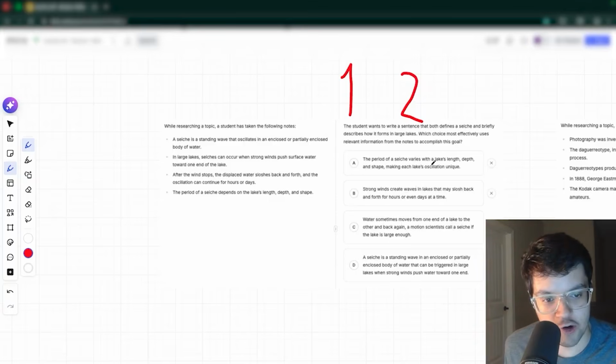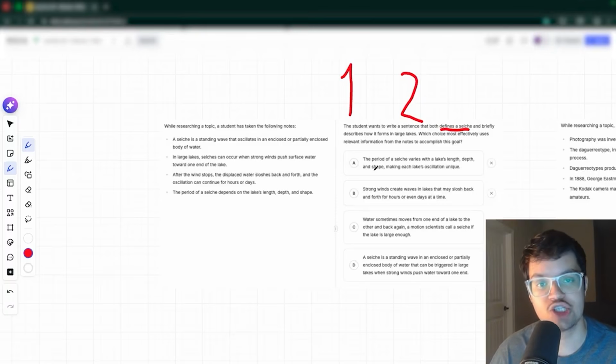The period of a seiche varies with a lake's length, depth, and shape, making each lake's oscillation unique. So that does not define a seiche at all. And it also doesn't even really mention how it forms. So it doesn't really do either thing here. So A would be wrong. If I was to try eliminating some choices, I would definitely eliminate A.